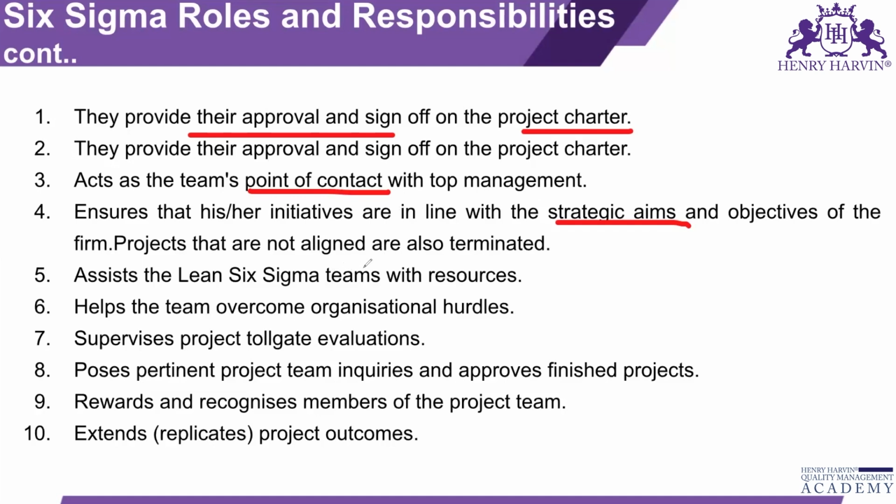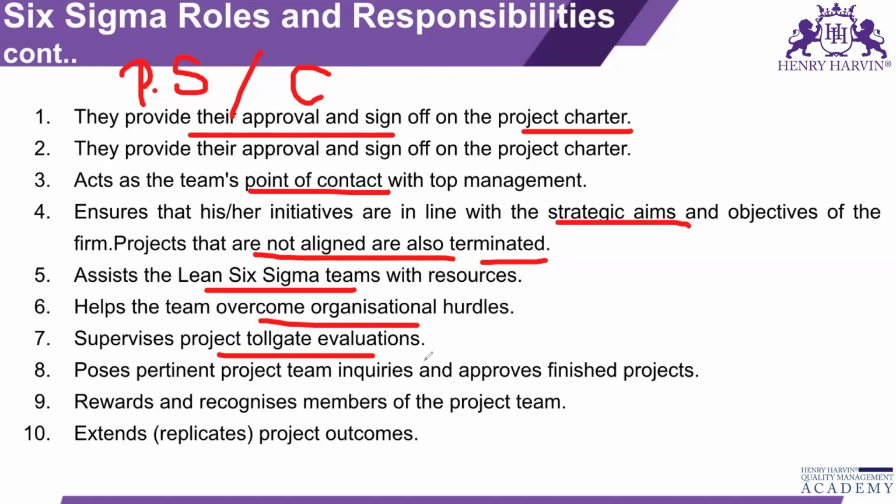Please make a note, they do not have the authority to terminate. Who has the authority to terminate? Higher management. Because we are talking about project sponsors here, who are also termed as champions, do not get them interchanged. They assist the Lean Six Sigma team and help overcome organizational obstacles. They supervise the toll gate.